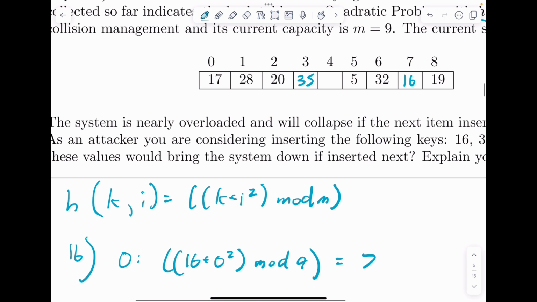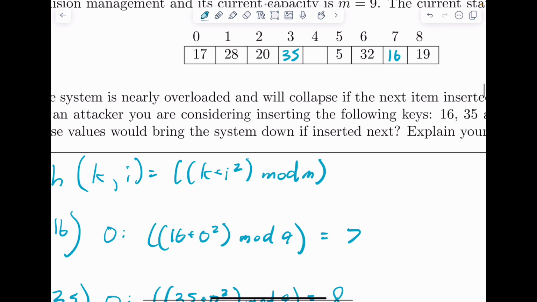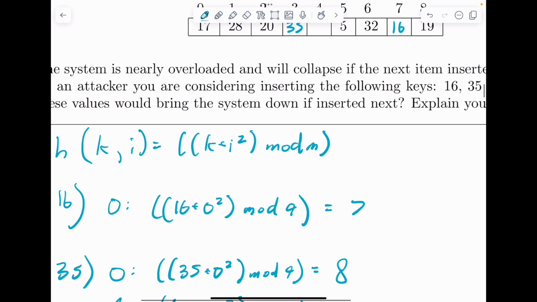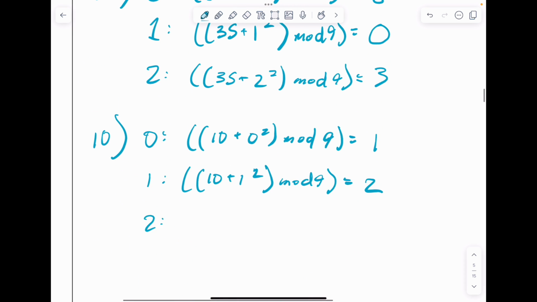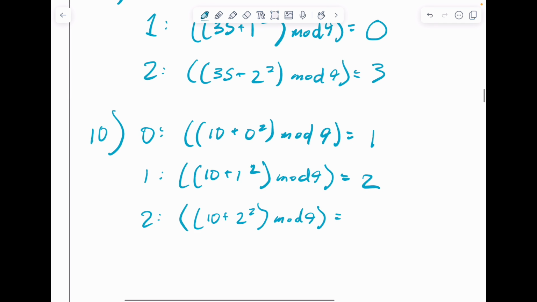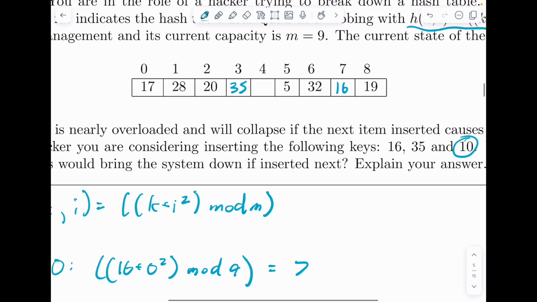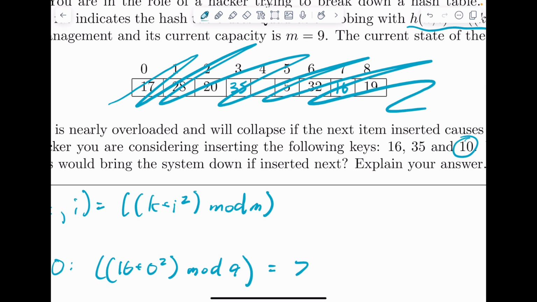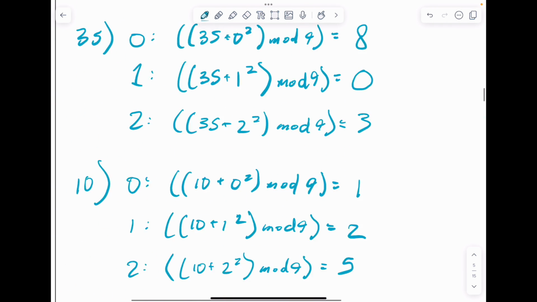Is index 2 filled already? Yes, there is. This is promising. We're already 2 probes in and haven't found a spot for it. We're shooting for 4. So let's see what happens next. This is the one. If this one fails, we will do a 4th probe, and we will successfully bring down the table. 10 plus 2 squared modulus 9 equals 10 plus 4, which is 14. 14 modulus 9 is 5. Index 5 has an item in it already. Hallelujah. We have successfully nuked this entire table because we now have to do a 4th probe.